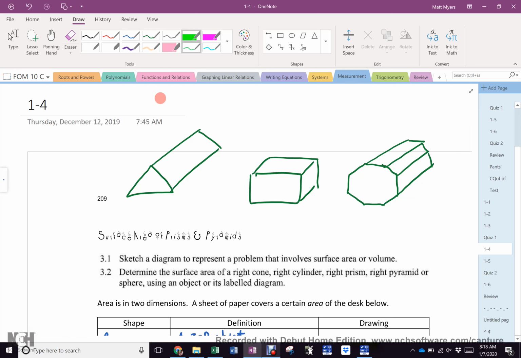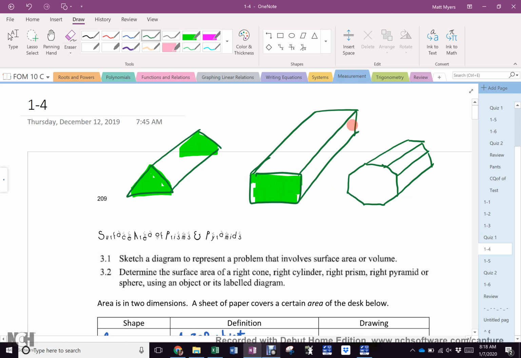What shape is right here? Triangle. And what shape is right here at the back? Triangle. What shape is here? And what shape is back here? Are they the same? Okay, what shape is here? What shape is back here? Are they the same? So what makes it a prism?